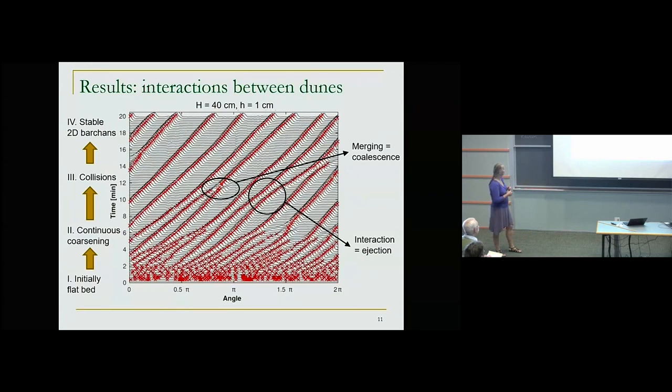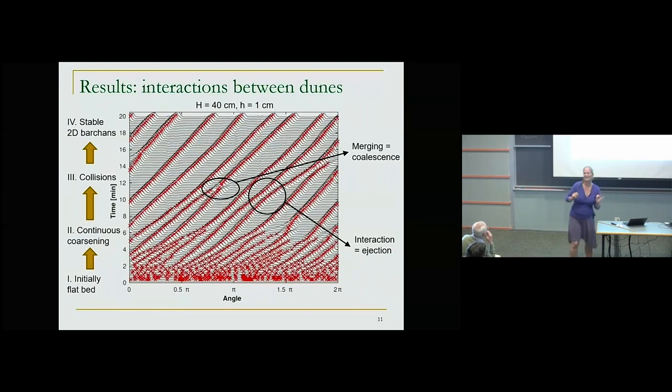We initially start with a flat bed, so it's completely flat. Then you get little ripples, they start to interact. You get coarsening, you get collisions, and then in the end you have stable 2D barchans, which are separated with a bare surface. I just want to highlight 2 different collisions here. The first one is merging. So we have 2 bedforms coming together and going on as one. And the other interaction is ejection. So 2 bedforms come closer and then they separate again.